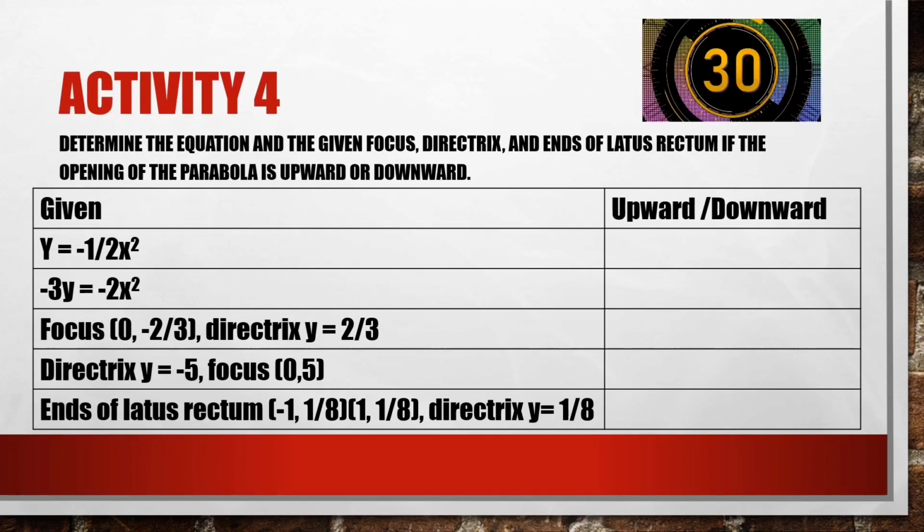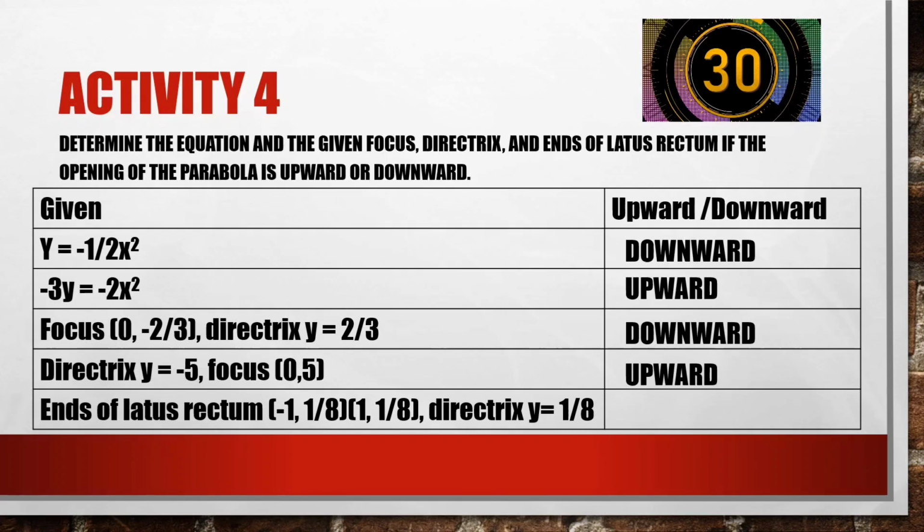Time's up. So let us now answer. In number 1, the answer is downward. Number 2, we have upward. Number 3, we have downward. Number 4, upward. And for number 5, we have downward. Did you get all the 5 items? Very good.